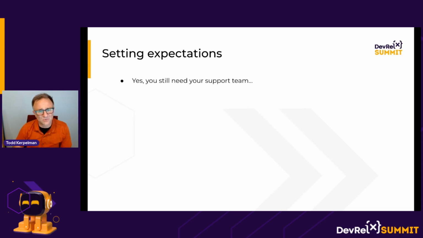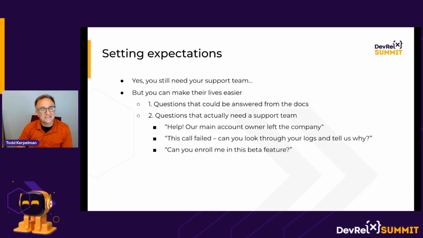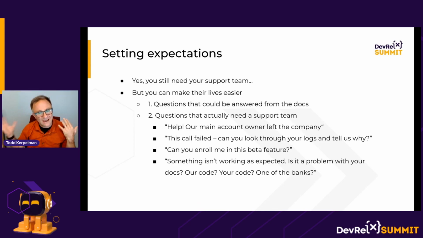Also, you are still going to need a support team, but you can make their lives better. Roughly oversimplifying things, your support team is going to have two categories of questions. The questions that probably could have been answered from your documentation, and the questions that actually need a support team, like, we're having trouble with our account, or this thing that should be working isn't working. Can you check your internal logs and tell us why? Things like that. By having a DocBot hopefully intercept a lot of those questions in the first category, you can make sure that your support team has more time to spend on the questions they really should be answering, all the ones in the second category.